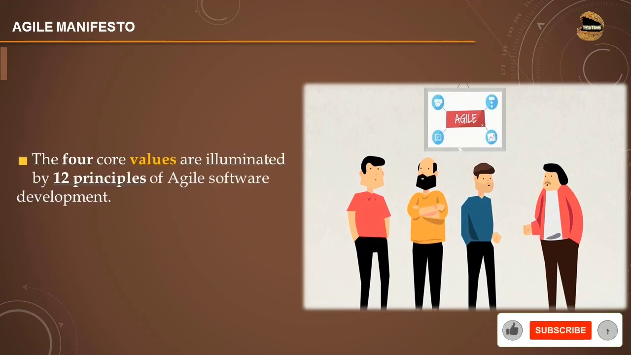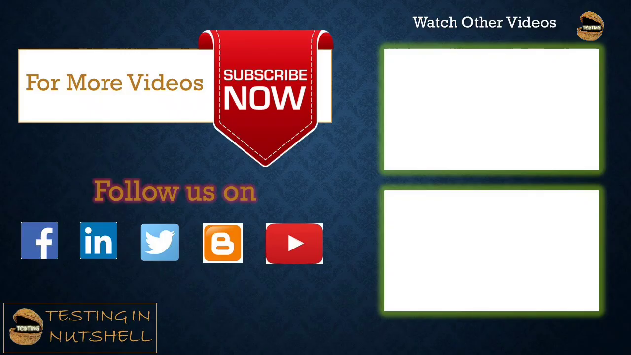The 4 core values of the Agile Manifesto are illuminated by 12 principles which further break the manifesto down into more detail and definitely assist the Agile software development process. So don't worry about that. We'll be discussing it in the next tutorial. So stay tuned for that. We'll be getting into a deeper understanding of how the Agile Manifesto is developed with the help of 12 different principles. So stay tuned for that.